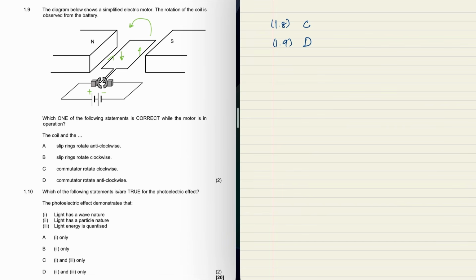The answer is D. Question 1.10, which of the following statements is or are true for the photoelectric effect? The photoelectric effect demonstrates that light has a wave nature, particle nature, or that light is quantized. So the answer here is going to be the second one and the third one. So the answer here is D.